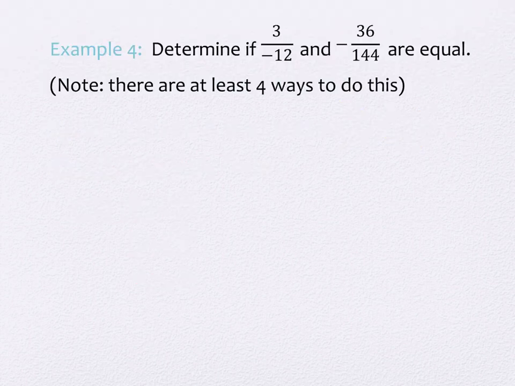Now, here is an example. We have 3 over negative 12, and we have negative 36 over 144, and it's asking us to decide if they're equivalent. There's at least 4 ways to do this problem. I'm not asking you to do 4 ways on your homework, but I do want you to recognize the different options that you have, because sometimes it's more obvious to do it one way than another, right? So having those options is good.